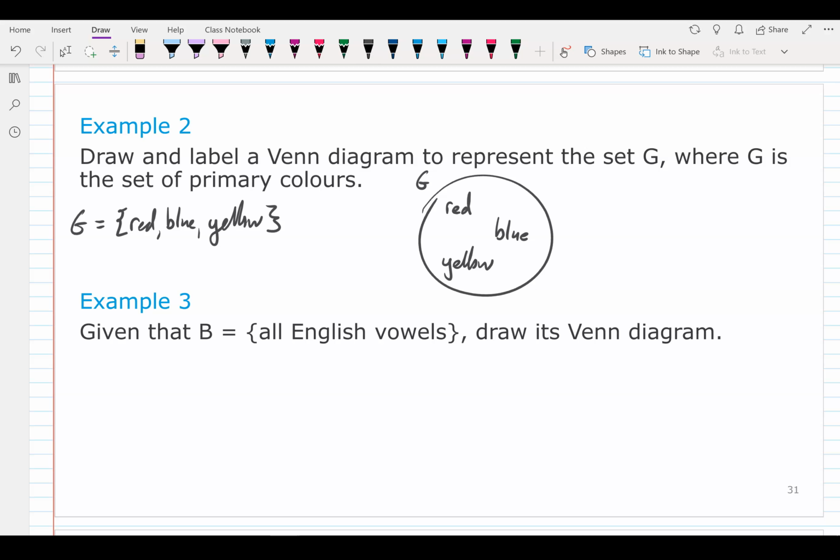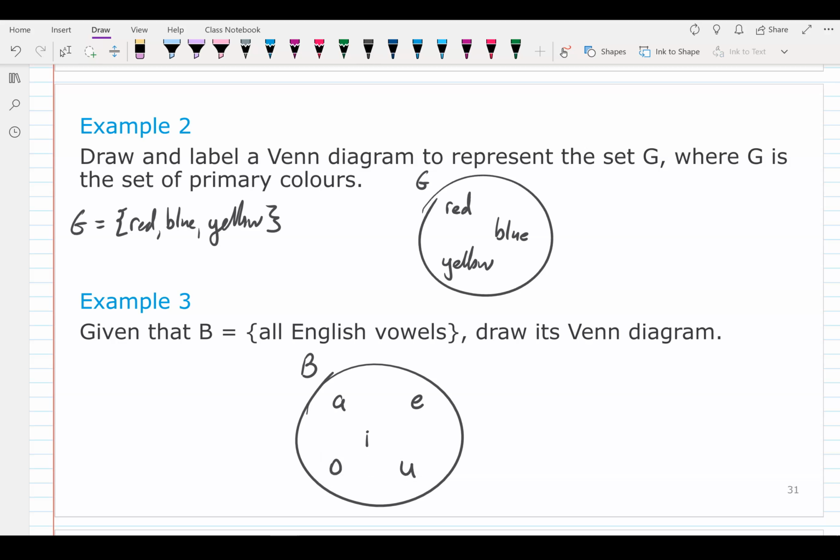Let's try another example. Given that B is the set of all English vowels, draw its Venn diagram. So once again, I've got my set B, and I want to toss all my English vowels inside. What are my vowels? A, E, I, O, U are my vowels. So A, E, I, O, U. Maybe you want to put an I in the middle there. Maybe you want to make your diagram look pretty and spread your A over there and your E over there. Make it all balanced.